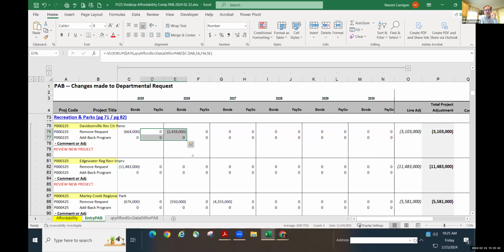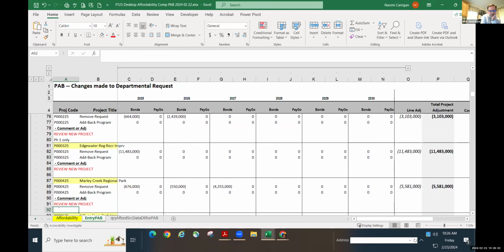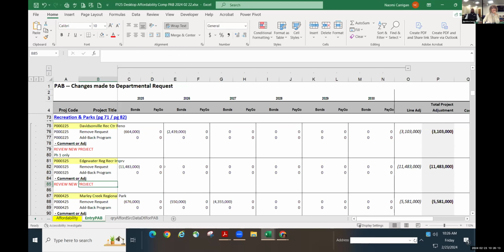So for Davidsonville and Marley Creek, these numbers had already been reduced to just a phase 1. You know, future work and all that has already been taken out of the budget numbers. Frankly, at the scope you're talking about, trying to find another 2 million, I think that it would be easier to just remove one of them than to try to play with the numbers. Mathematically, yeah.